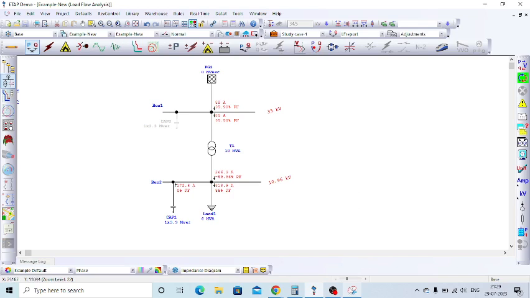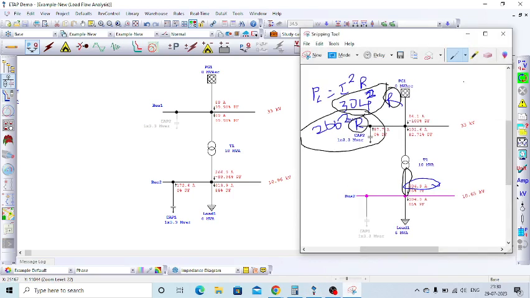Better results means, the first one is voltage, so in all the buses the voltage is to be maintained. The second one is the reactive power Q, whether we are able to meet the reactive power or not. Then the third one is the loss, P loss. In which case is the power loss less?